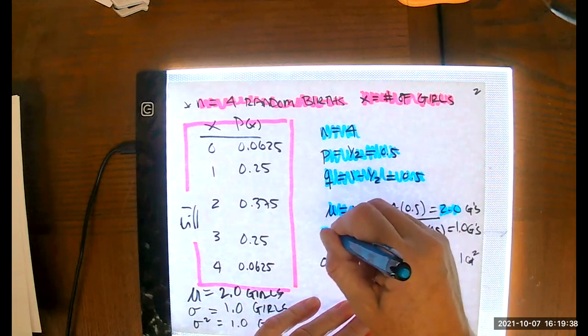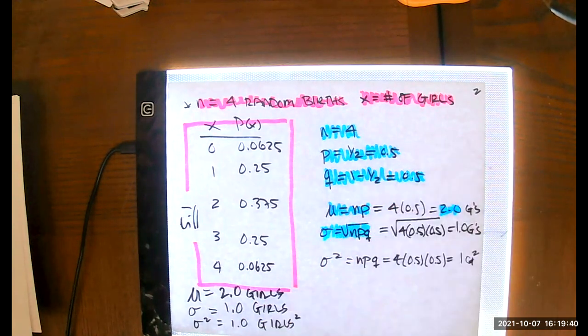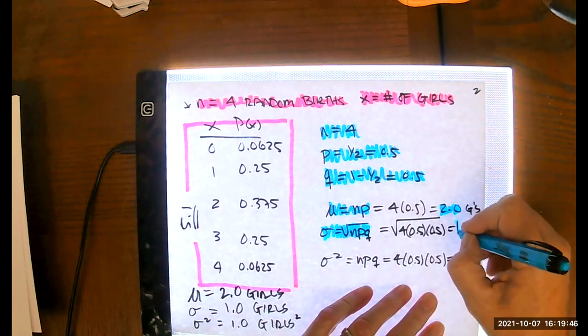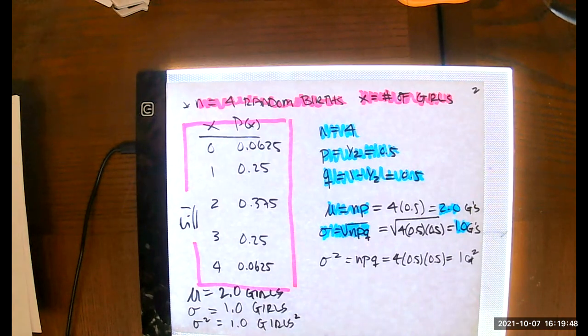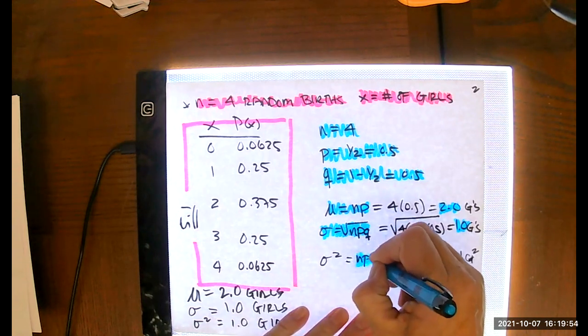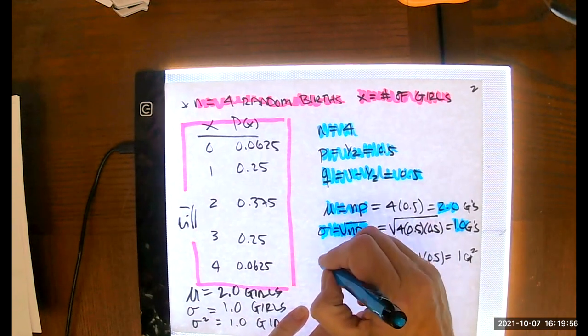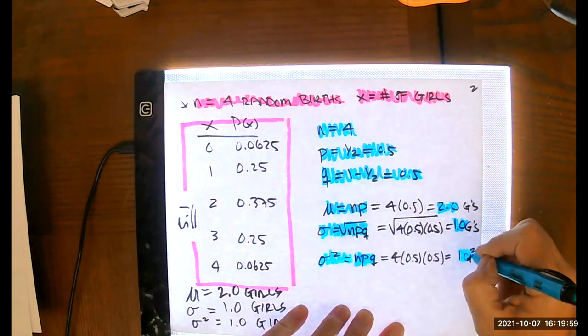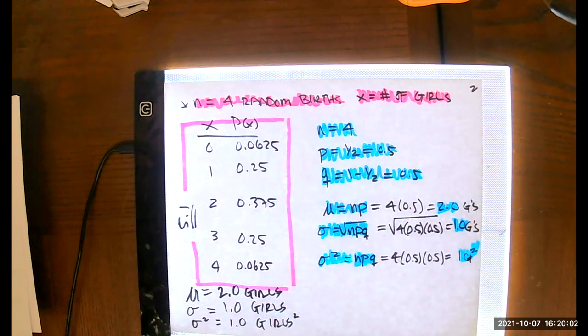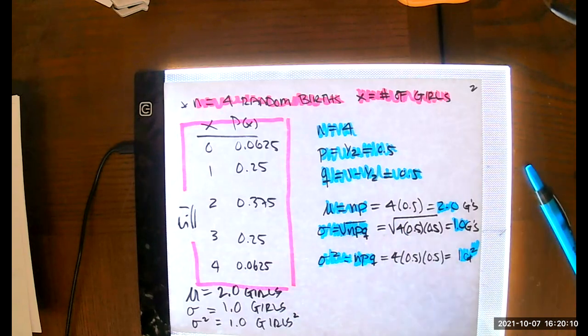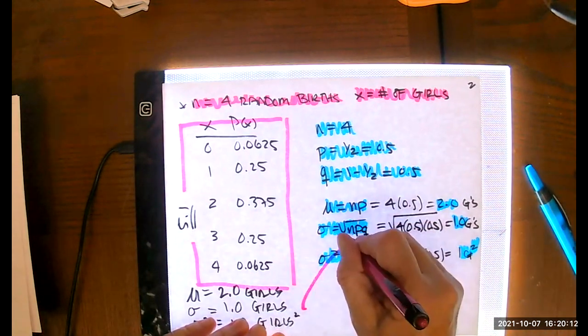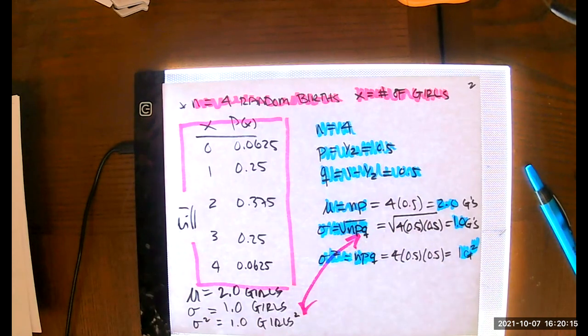I can take and multiply n times p times q, and then find the square root. And again, we have 1 girl. And then finally, I can square that value, or just run through n times p times q without the square root to get the variance. And we got 1 n girls squared. So at the end of the day, these two guys are exactly the same. They are identical. So there's no difference between this guy and this guy.